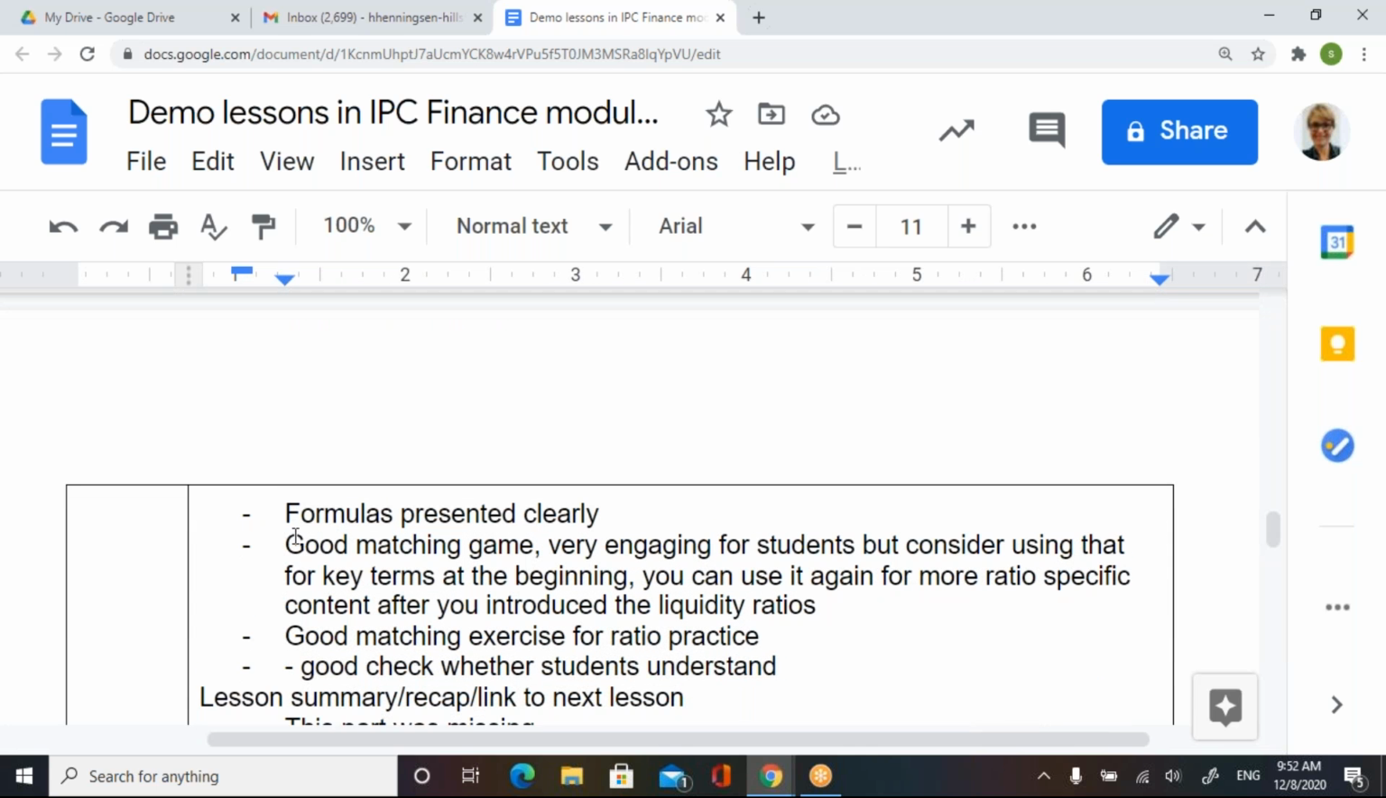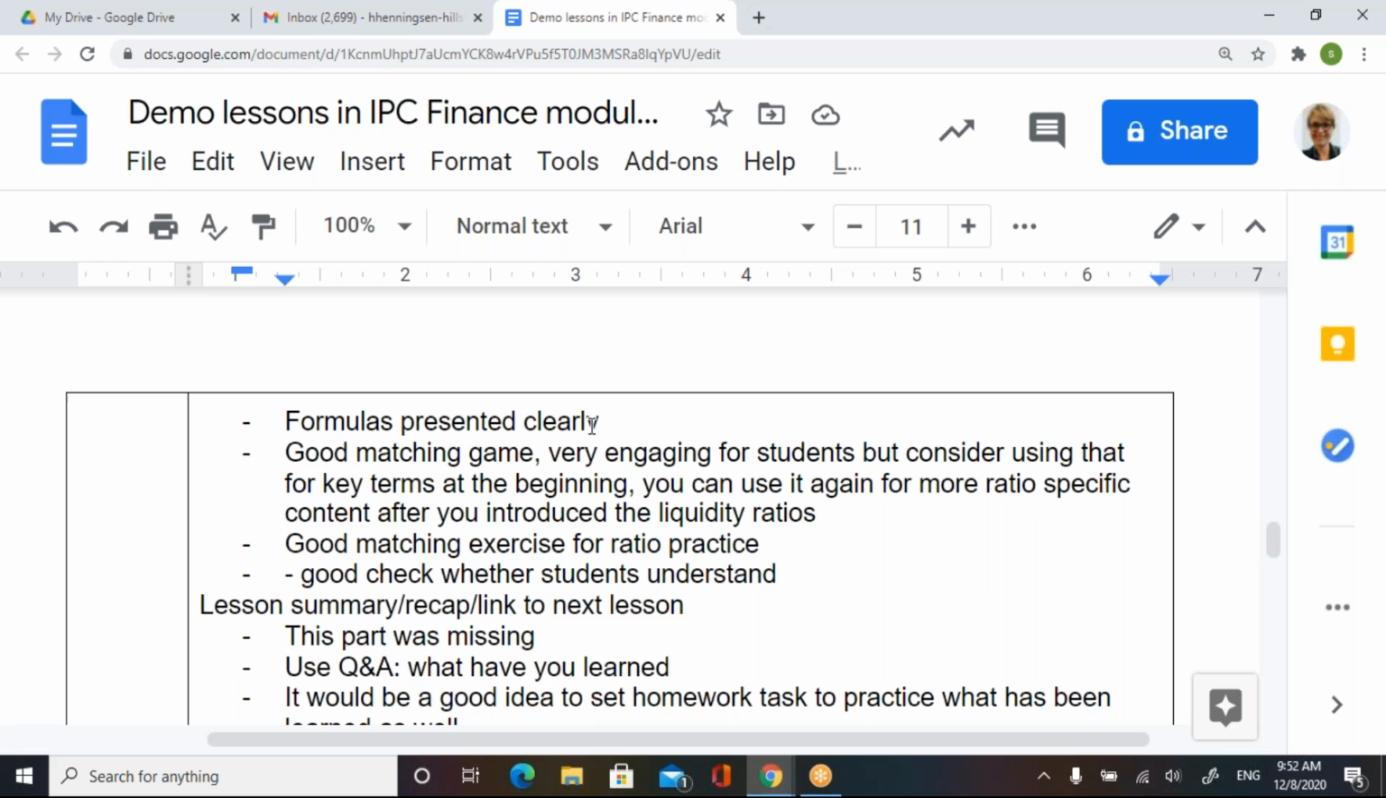I thought the formulas were presented really clearly, so well done for that. It was clear and big on the screen, which is what you want at this stage. I really liked the matching game as well. It was very engaging for students. But like I said before, consider using something like that at the beginning for the key terms used in the lesson. You can then use it again for the more specific ratio content after you've introduced the liquidity ratios. So I hope that is clear what I mean there.